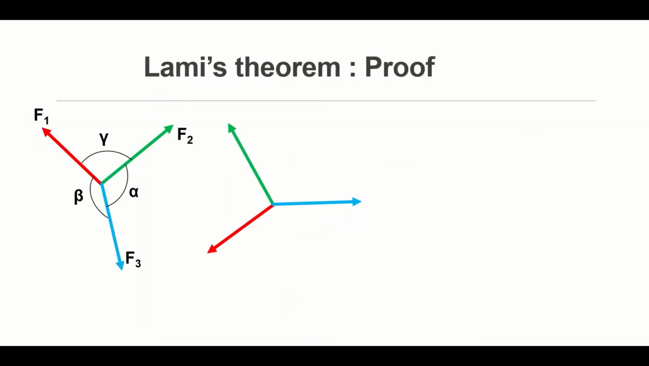See, this is the Lami's theorem proof. Here what I have done, I took F3, F2, F1 and rotated them. This one is F3, rotated and brought here, making F3 horizontal. Then F2 moves this way and F1 moves downwards. So this one is F3, this one is F2, and this one is F1. Now let's look at the proof.